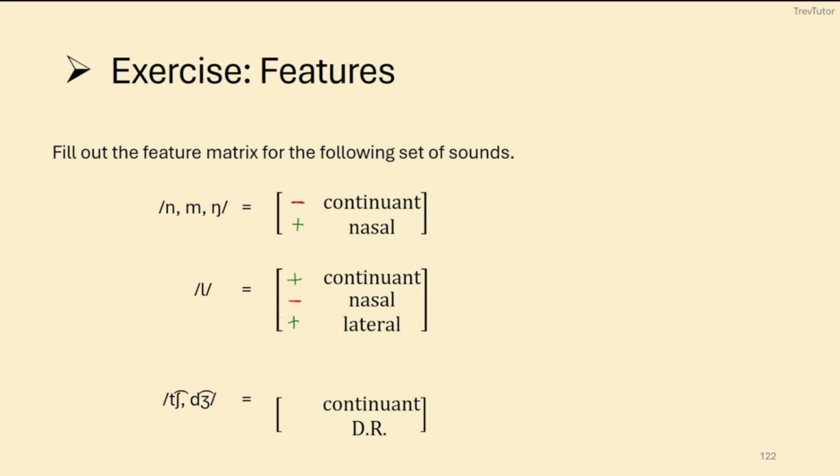Now, in terms of ch and j, these are going to be minus continuant sounds, even though you can hold them at the end for ch. That beginning bit has obstruction in your oral cavity, and that is what the delayed release is doing here. This is plus delayed release as we release into a fricative towards the end of the sound.